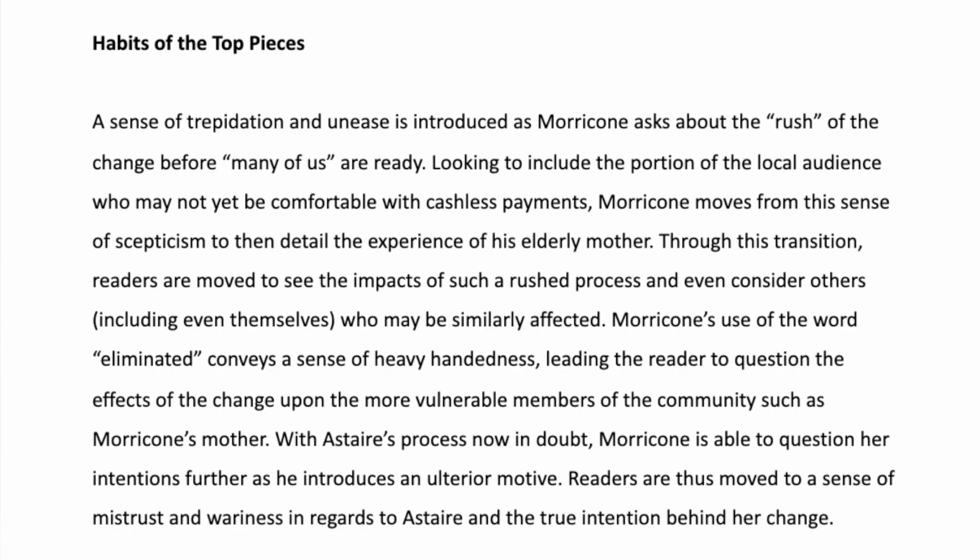With Astaire's process now in doubt, Morricone is able to question her intentions further as he introduces an ulterior motive. Readers are thus moved to a sense of mistrust and wariness in regards to Astaire and the true intention behind her change. And so the last thing I want to point out to you with this paragraph is that it uses a technique that I've talked about before, where we can have this more holistic understanding of argument and how it shifts, and that idea that a writer will move a reader or a group of readers to a certain feeling, and once they've got them there, they'll then move them somewhere else, and now that they've got them feeling that way, they can then do this.